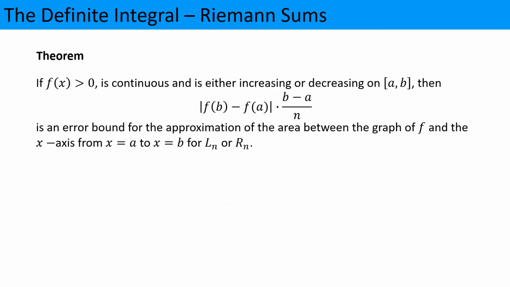Let's get to a theorem. If f of x is positive, is continuous, and is either increasing or decreasing, that's one or the other, on a closed interval from a to b, then the absolute value of f of b minus f of a times the quantity b minus a in the numerator divided by n is an error bound for the approximation of the area between the graph of f and the x-axis from x equals a to x equals b for either L sub n or R sub n.